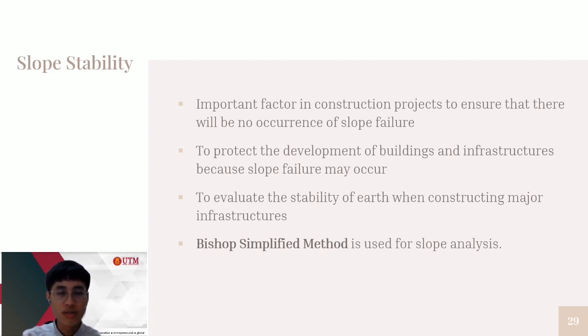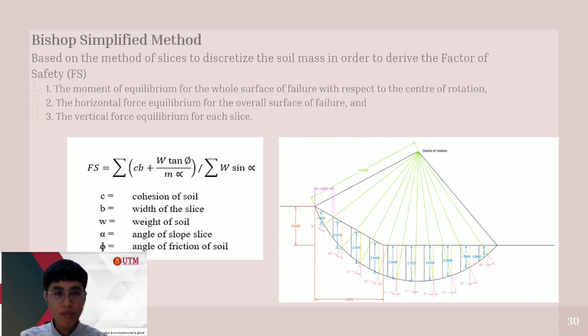So we have decided to use the simplified Bishop method in this project. The simplified Bishop method is based on the method of slices, dividing the soil mass in order to derive the factor of safety, Fs, which indicates the stability of a slope. Therefore, first, the moment equilibrium for the whole surface of failure with respect to the center of rotation. Second, the horizontal force equilibrium for the overall surface of failure. And third, the vertical force equilibrium for each slice. The factor of safety needs to be more than 1, if not, slope failure may occur.